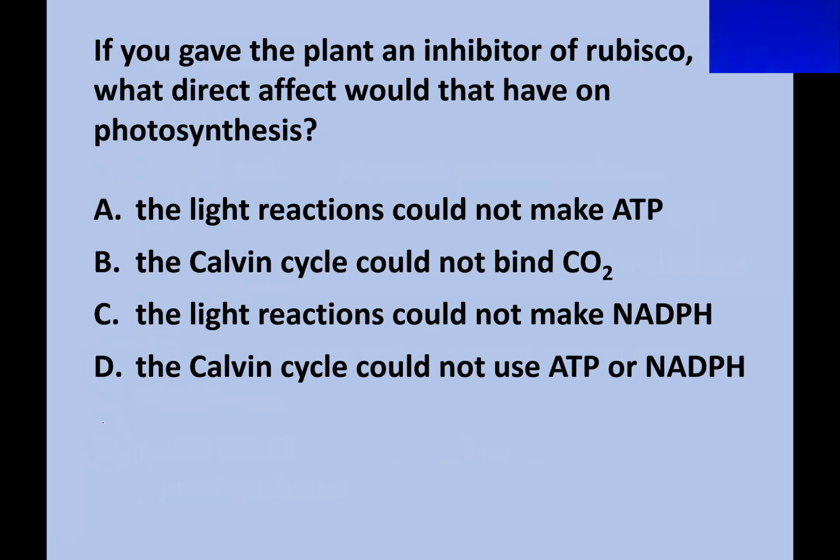If you gave the plant an inhibitor of rubisco, what direct effect would that have on photosynthesis? So B is the correct answer. This is what rubisco is important for. It binds CO2 for the Calvin cycle.